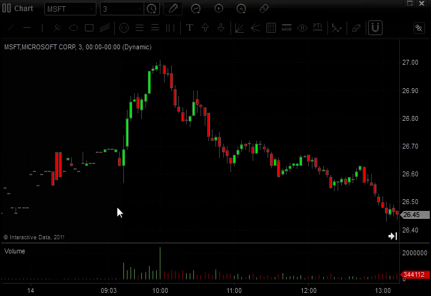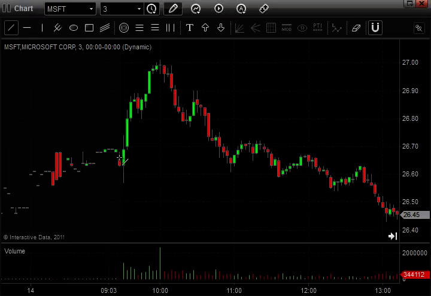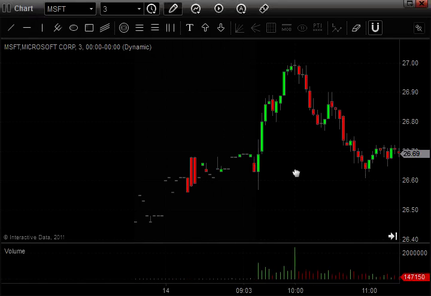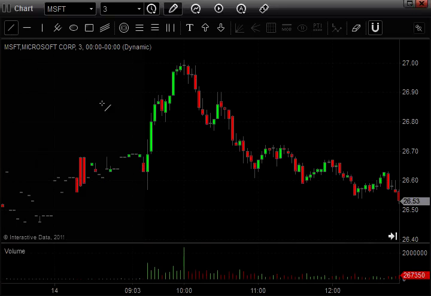Here we're looking at a chart on Microsoft, symbol MSFT, a 3-minute chart. You can see we've been on an uptrend here, carried over from yesterday. Let's draw a trend line. Here we have the left shoulder, and we have the head here, comes down, and then forms the right shoulder before the break of the neckline.